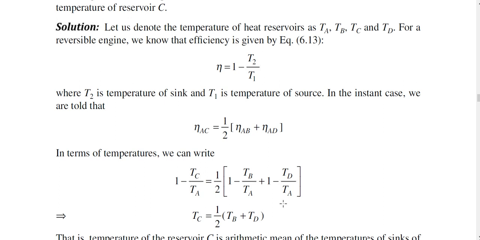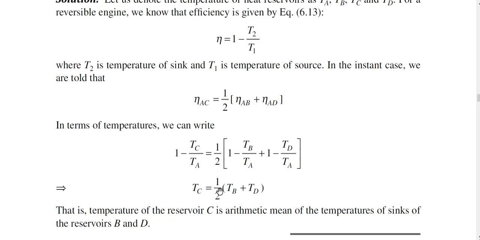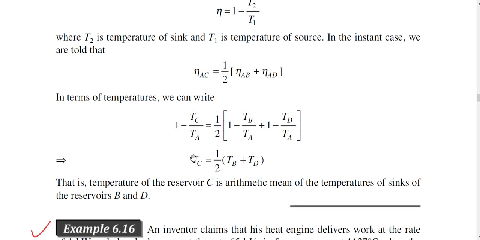So, by rearranging, I can write that TC is equal to half of TB plus TD. So, the temperature of the reservoir C is equal to half of TB plus TD. This is the required answer. The temperature of the reservoir C is equal to half of the temperature of the reservoir B plus the temperature of the reservoir D.